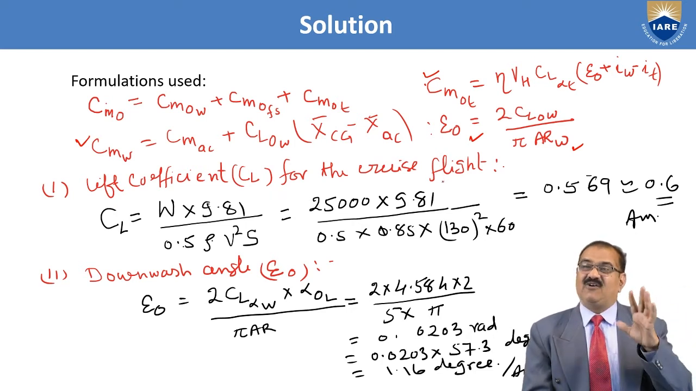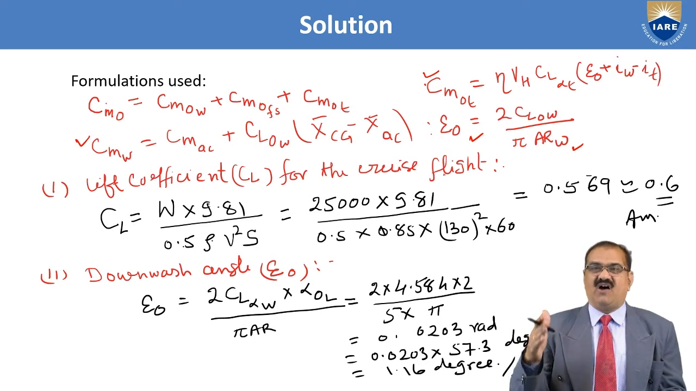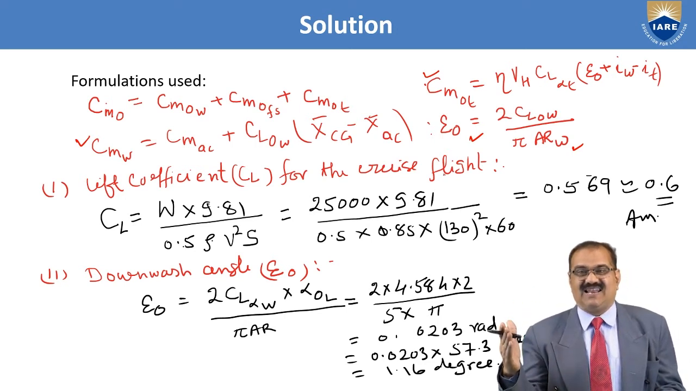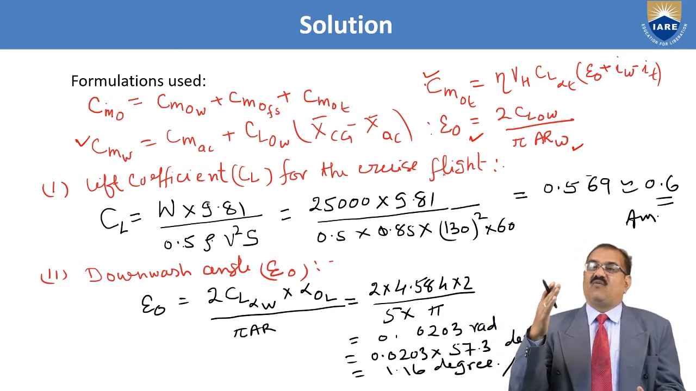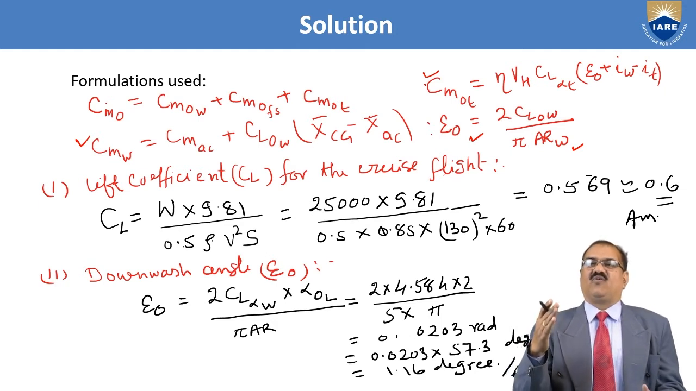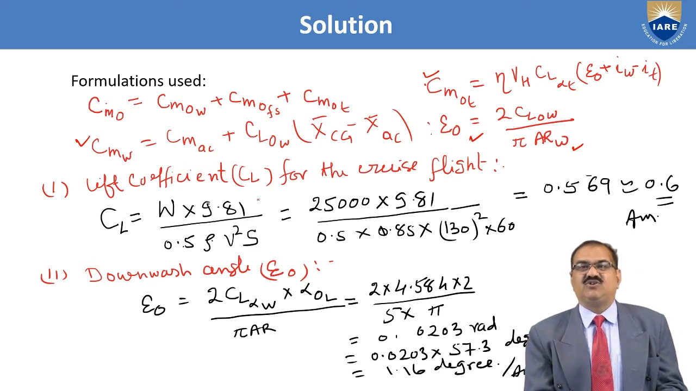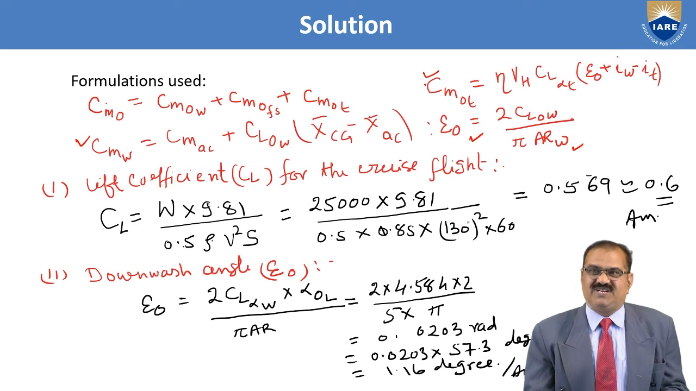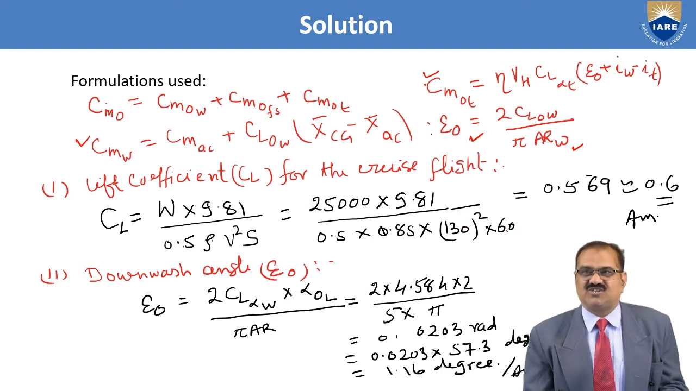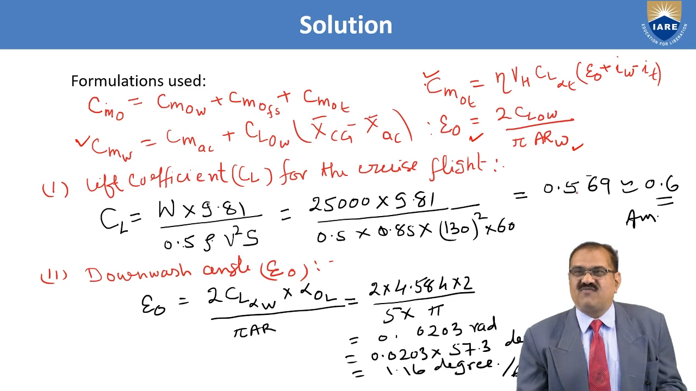First question: how to find the lift coefficient CL for the cruise flight. In the previous class I explained that lift is equal to half rho V square S CL. If it is a cruise, then lift is equal to weight. So CL will be weight divided by half rho V square S. Here it is given: 25,000 weight into 9.81 divided by 0.5, rho is given 0.85 kg per meter cube, velocity is 130 meter per second squared, into S equal to 60 meter square. Then we will get 0.569. So the CL of the cruise is about 0.6.